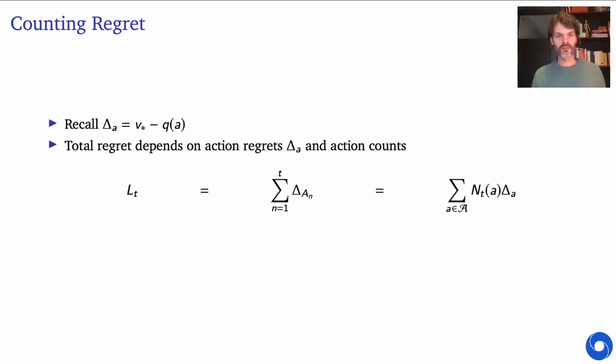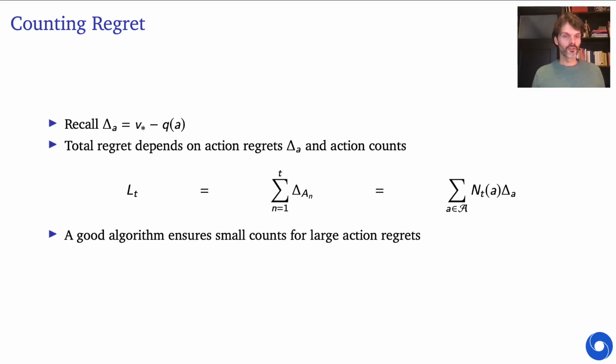We want that to be low. Our goal is to have the total regret be small. So a good algorithm will ensure small counts whenever the regret is large. And if the regret is small, the count can be a bit bigger. In particular, the regret for the optimal action is 0, so we don't care how big the count will be. The multiplication of the count and the regret for the optimal action is always 0, no matter what the count is. But for all the other actions, we do care.